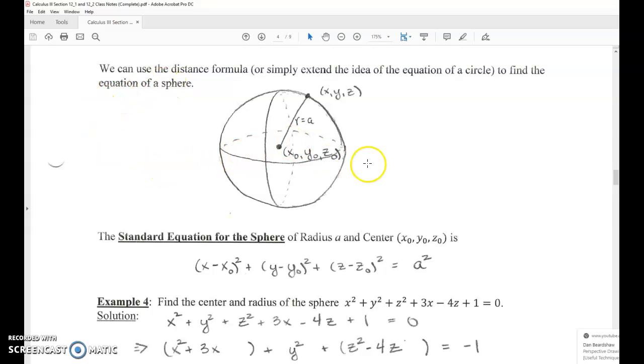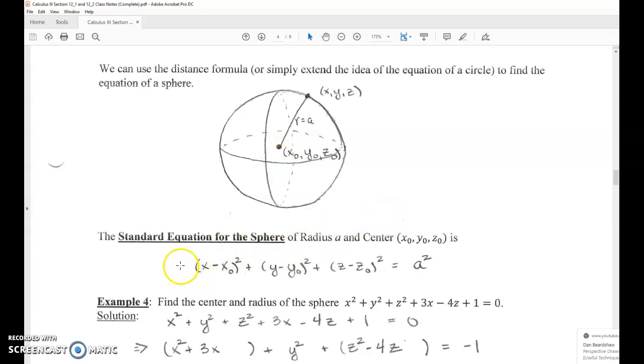If I think about it as using the distance formula, say I have a center of the sphere at the point x naught, y naught, z naught, and I want a sphere of radius a, so that's a radius of a in every direction. Any point x, y, z on the surface of the sphere will have a distance of a to the middle of the sphere.